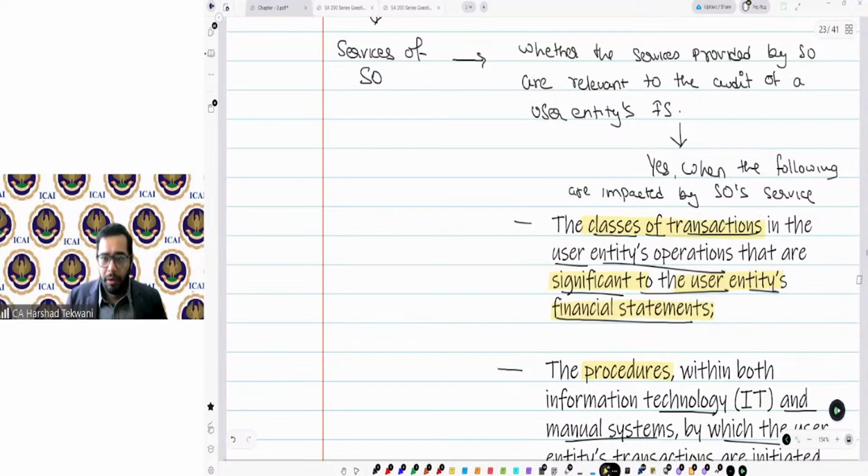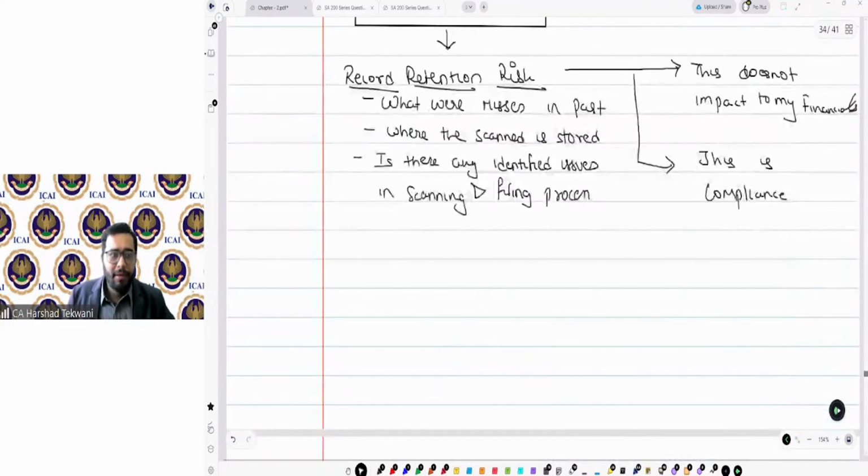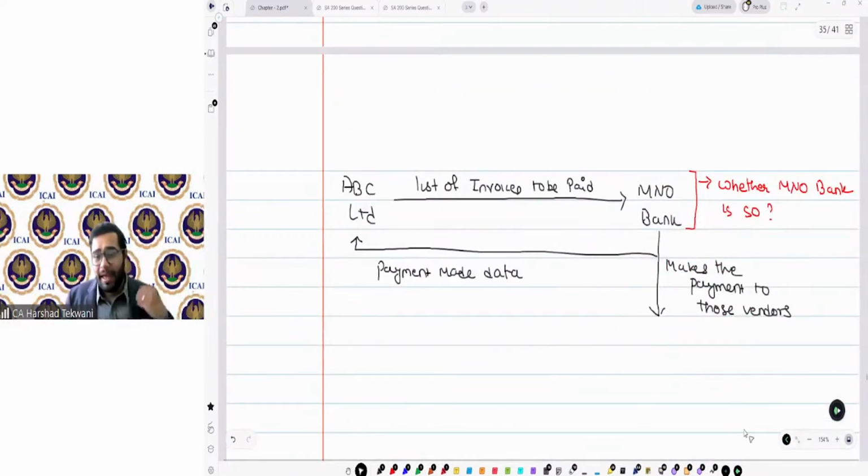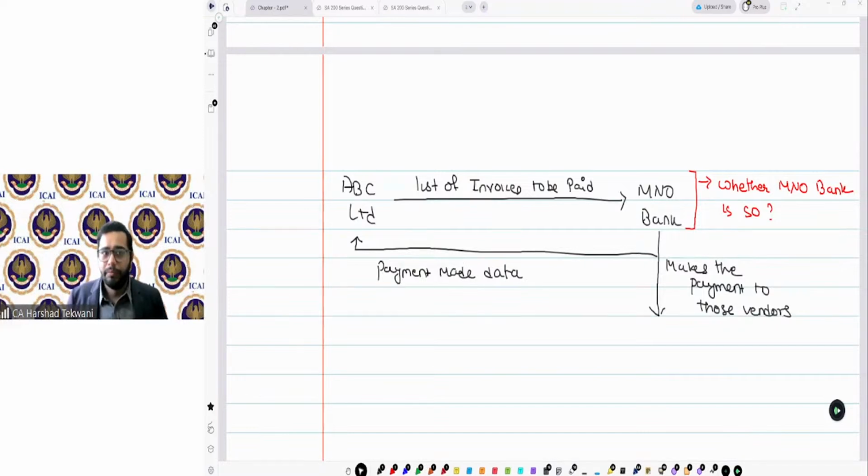Okay. In this case, the services being performed by the service organization, that is MNO Bank, is issuing the payments, and that is impacting significant classes of transaction. Do you think I should count MNO Bank as a service organization?